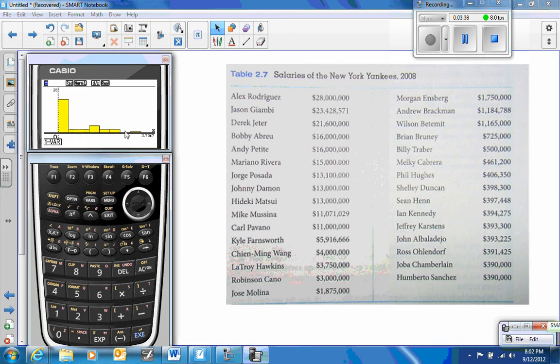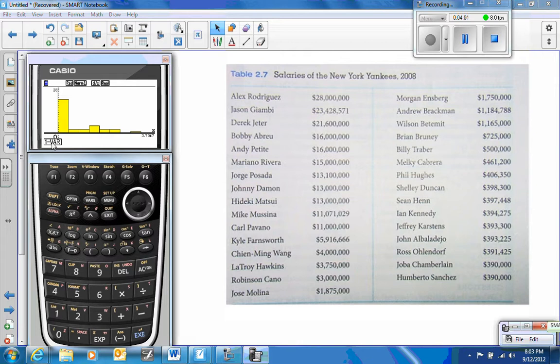So notice these are all high salaries. This is from 1 to 4 million. This is from 4 million to 8 million, so on and so forth. The spread is large, so we want to say the spread is from 390,000 to 28 million. We're going to include Alex Rodriguez, so he is not an outlier in this case.